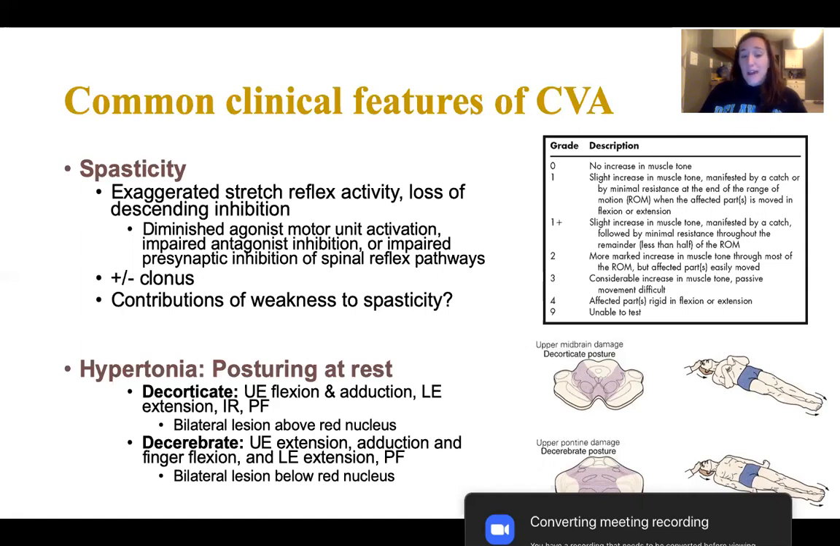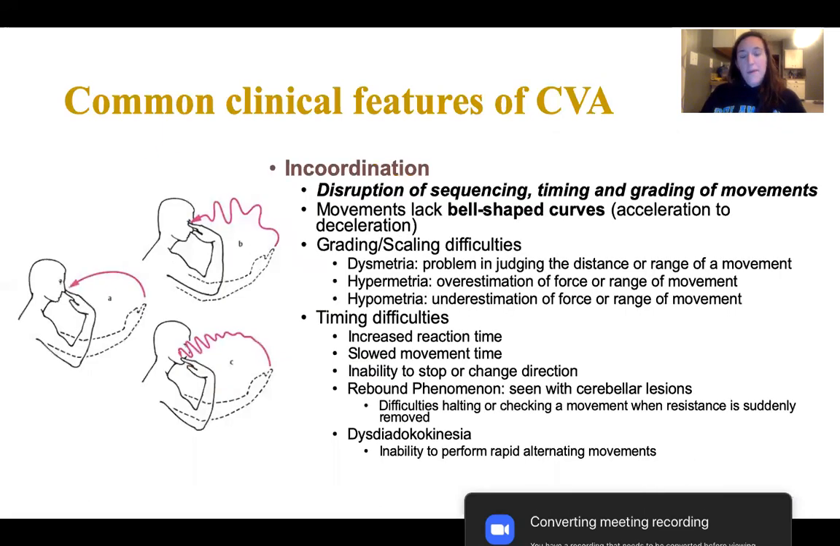Spasticity can come with or without clonus. It's due to that descending drive and exaggerated stretch reflex that you guys learned about way back in physiology, and that is typically what we see after strokes. With, as mentioned, the main exception to that rule, the only time we see hypertonicity in strokes is with severe strokes when we have that bilateral brainstem involvement, and talking about that red nucleus. So decorticate posturing and decerebrate posturing, which you guys are already familiar with.